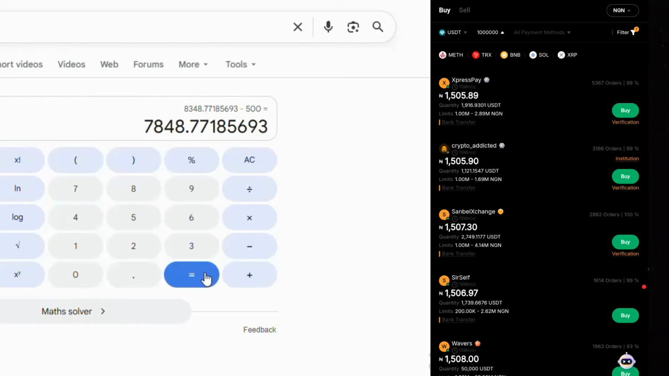Now this is how to calculate how much you'll be making with 1 million nairas. If you're using 500k, then you can just divide this amount into 2. If you're using 250k, you divide this amount into 4. If you're using 100k, you divide this amount into 10. So this shows how merchants make profits and all of that.